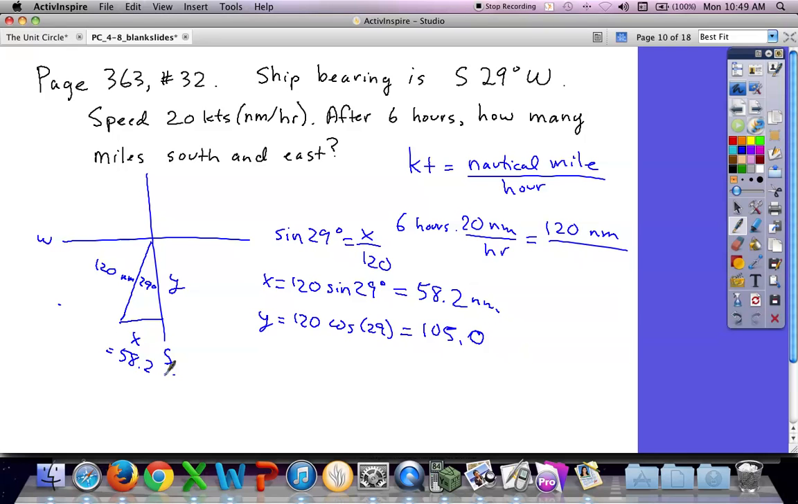But the main point, that's the bearing. If they give you something that looks like north or south, degrees, east or west, that's a bearing. That's supposed to help you draw the picture, put the angle in the right place.